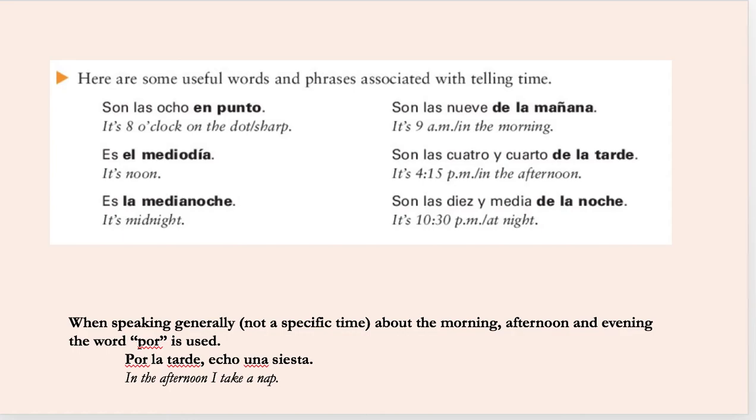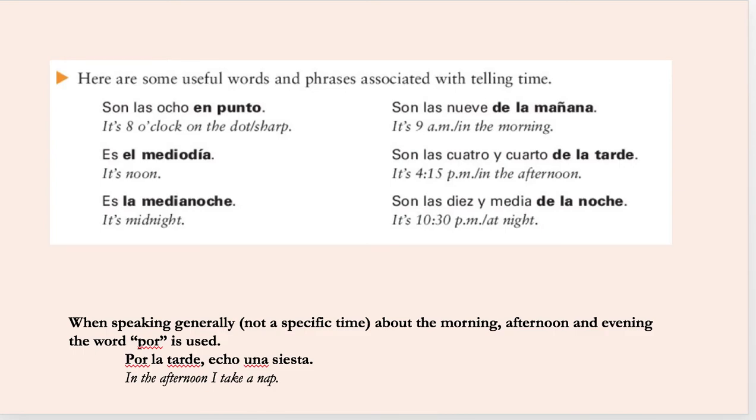Or it's midnight. Es la medianoche. The reason why it's la and media is because noche is feminine. Now, to express when generally in the day something takes place, we have these three words. La mañana, por ejemplo, son las 9 de la mañana. It is 9 a.m. in the morning. Note that it's de la mañana and not en la mañana. Or we also have the afternoon. Son las 4:15 de la tarde. It's 4:15 in the afternoon. And son las 10:30 de la noche. It's 10:30 p.m. at night.